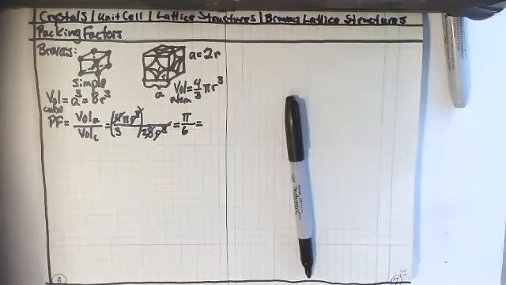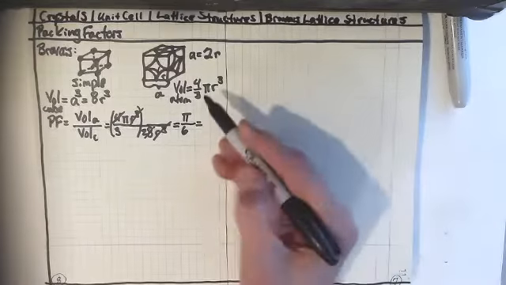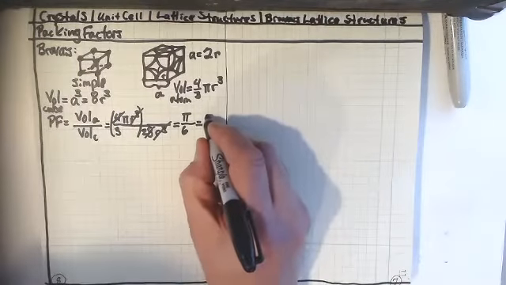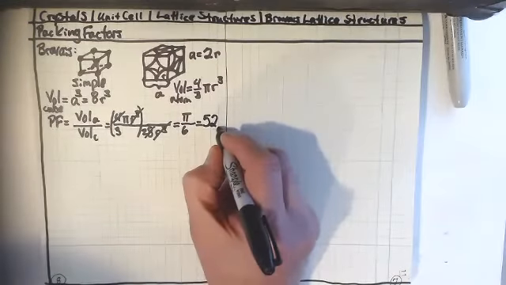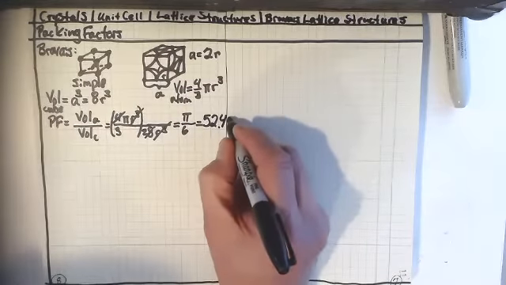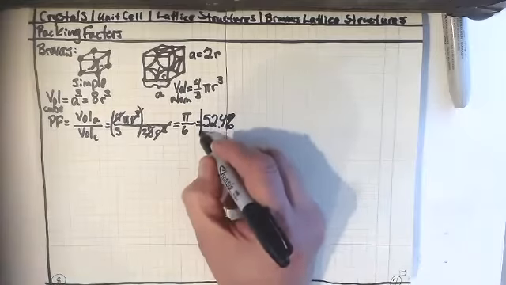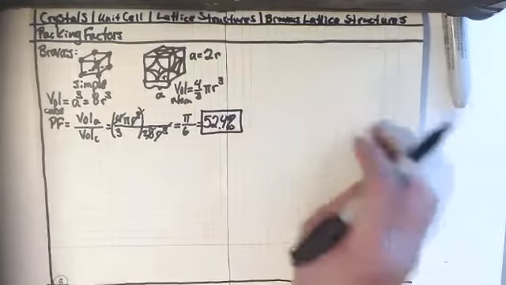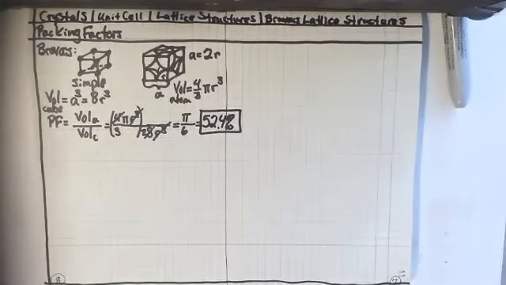Now, I don't think, oh, yes, I do. Well, they want me to do this in a spontaneous, synchronous way, so I'm going to do it. Let's see, where is pi? 3.14159 divided by 6 equals 52.4%. 52.4% packing factor. Does everyone see that?